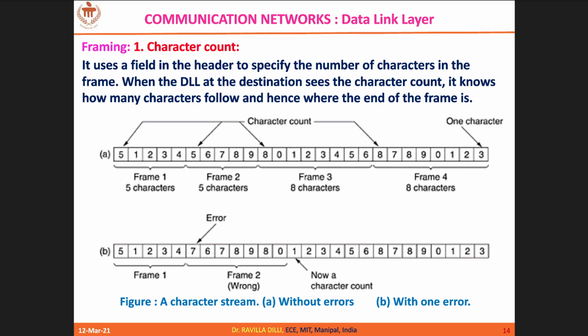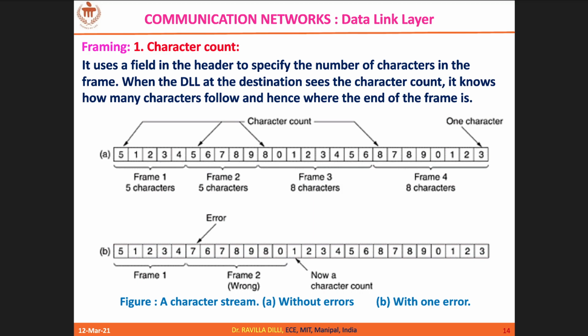Now in the same way, the second frame, there are like 6, 7, 8, 9. 4 characters are there. So including the count value, it is 5. So the first field of frame 2 is also 5. Now coming to frame 3, there are altogether 0, 1, 2, 3, 4, 5, 6, so 7 characters are there. Including the count, it is 8. So the first field of frame 3 should be 8. So like that it goes.